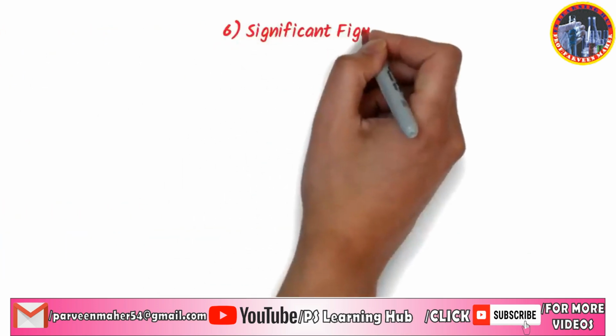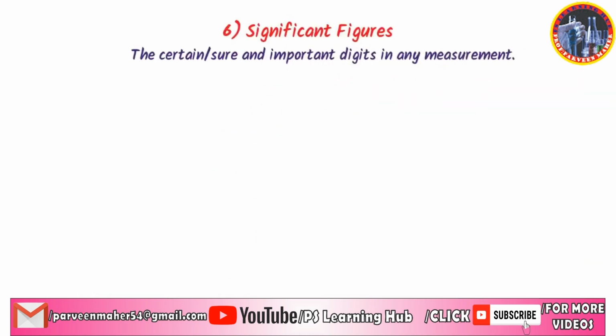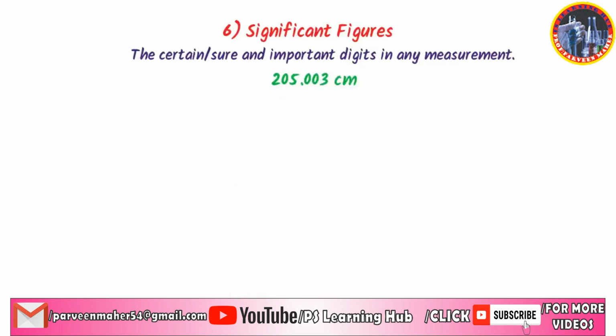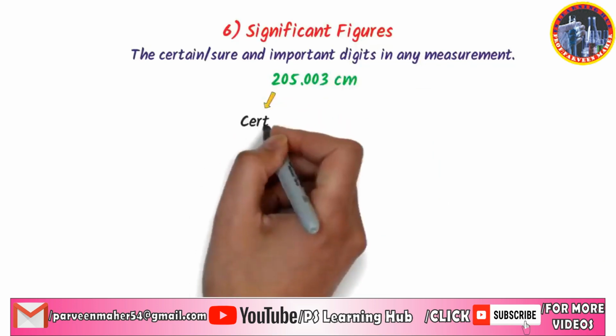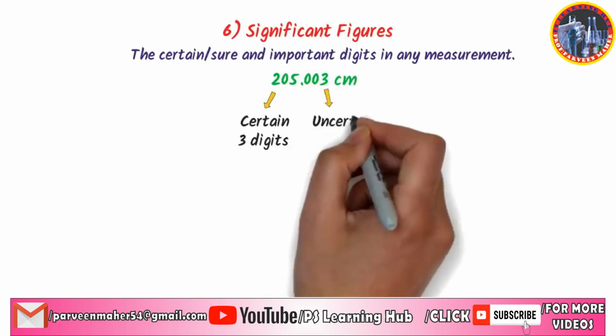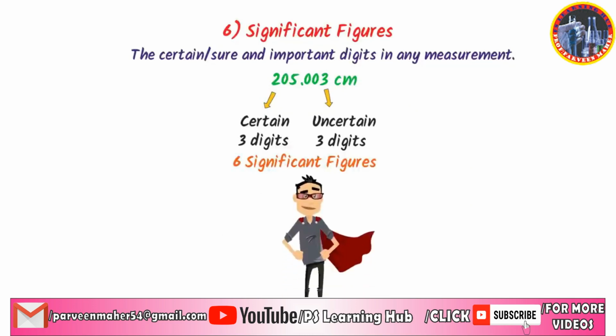The sixth topic is significant figures. The certain or sure and important digits in any measurement are called significant figures. For example, consider this number. Here, we know that 205 are certain or important 3 digits, while this 003 is uncertain, less important 3 digits. So the collection of certain or important digits is called significant figures. Now let me teach you the most simple trick to find significant figures.